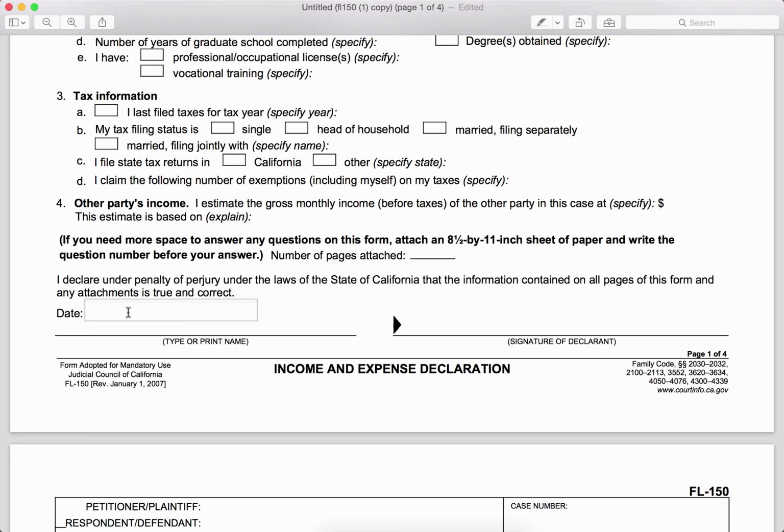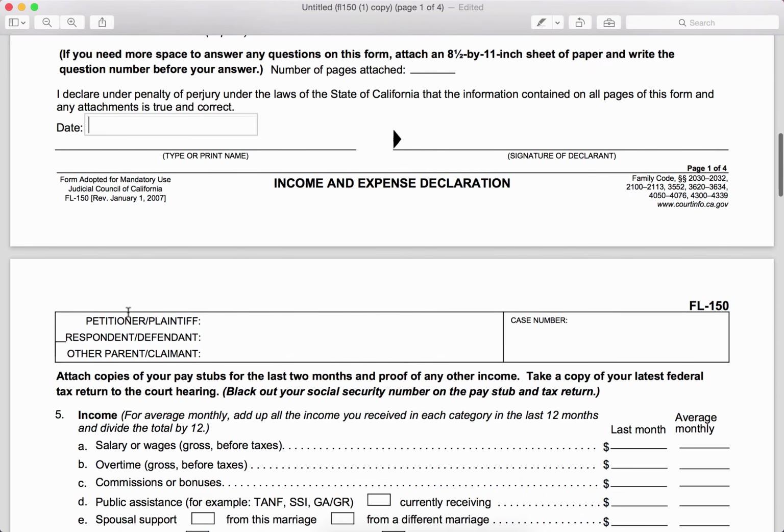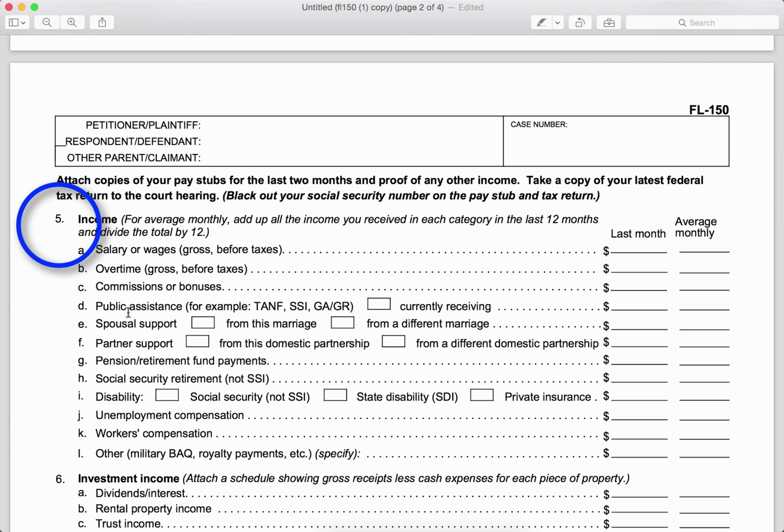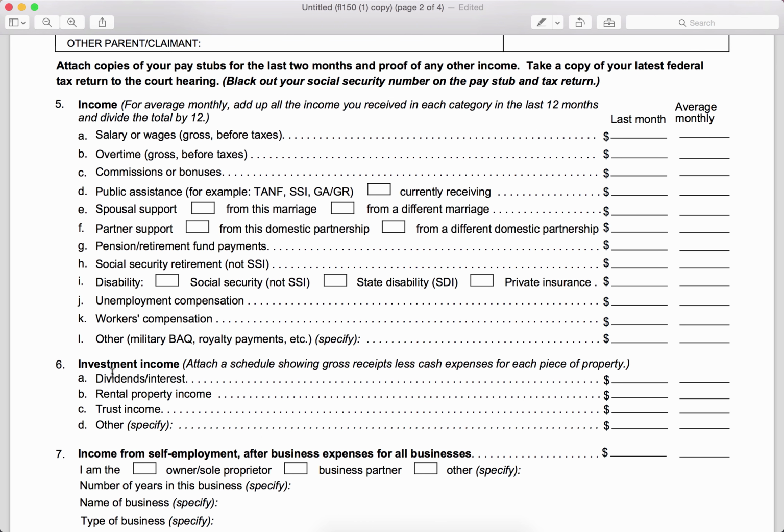At the top of page 2, put the appropriate names for the petitioner and respondent and fill in your case number. For Items 5 and 6, you will need to provide both what the amount was for the past month and your average for the past year. To determine what the average is for each item, add up all income you received in that category in the past 12 months, then divide it by 12.